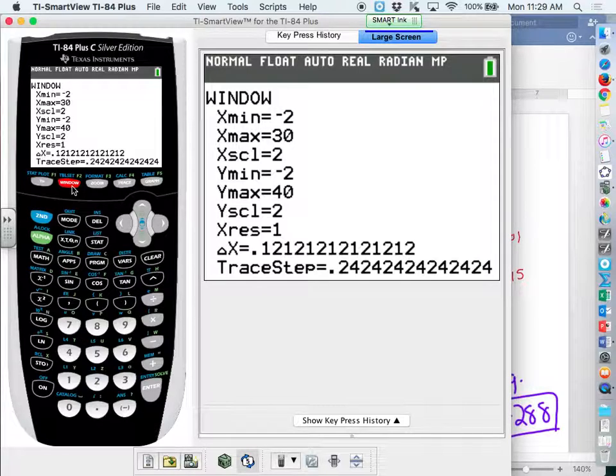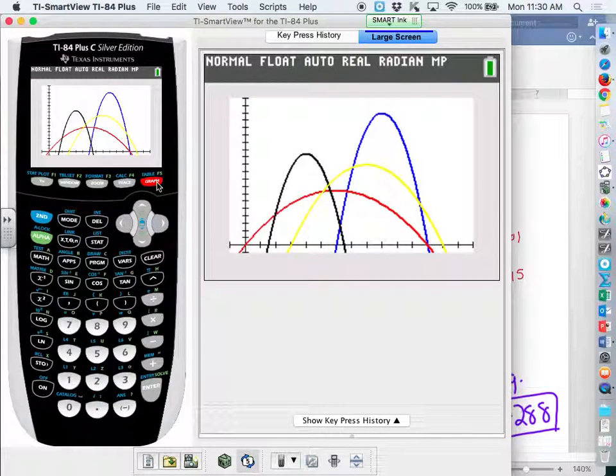I like to be able to see the x-axis and the y-axis. So that's why I went from -2 to 30, so I can see all of the graph. We went up by 2s. And then for y-min and y-max, I looked at the outcomes for the bluebird, and he goes up to like 36. If I go up to 40, I'll be able to see the tops of all those graphs. He started at 0, so I went a little below so I could see the x-axis. You don't have to worry about res and delta x. Now that you have the window set up, you can hit graph, and those are the trajectories for each of the different birds.